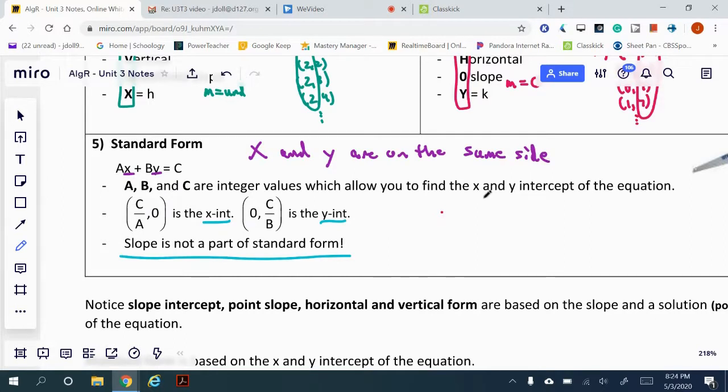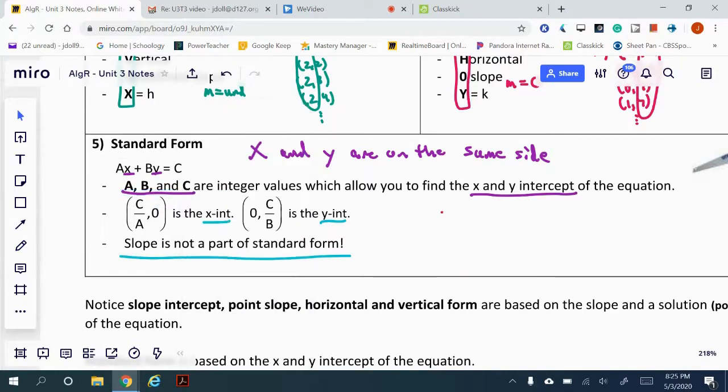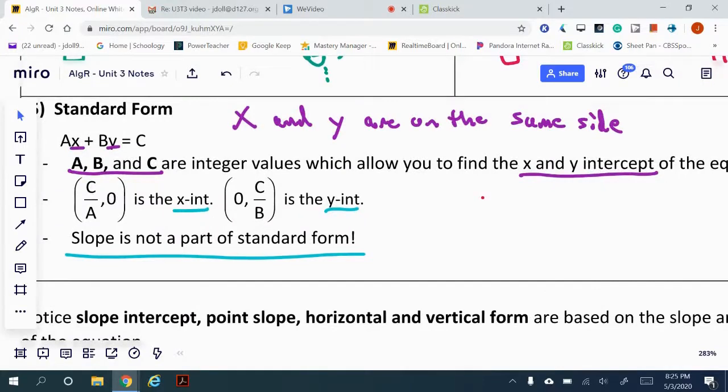All right, so what we have is a and b, which are numbers. A is being multiplied by x, b is multiplied by y, and then c is a constant on its own on the other side. These are all integers. These are all going to be numbers that we can identify in a specific equation. And we use those numbers to find the x and y intercept of the equation, which allows us to know some information, allows us to be able to graph things and work with different situations that we would need this formula.